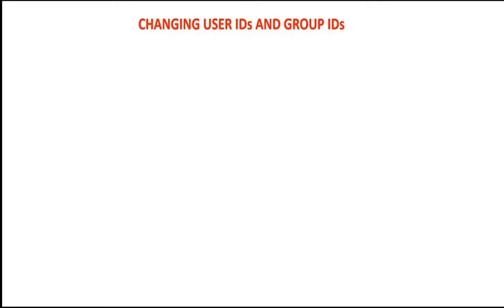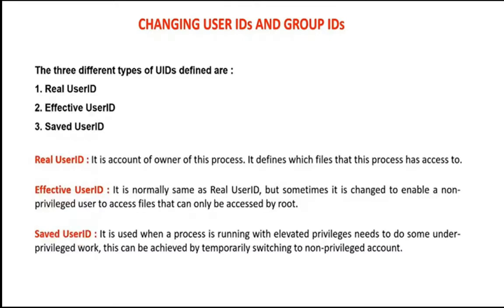So here we are going to see how you change your user ID and group ID to the privileged user ID and group IDs, and the unprivileged user ID and group IDs. There are three different types of UIDs defined here. A UID is a unique integer number by which each process is identified in the system. Real user ID, effective user ID and saved user ID are there.